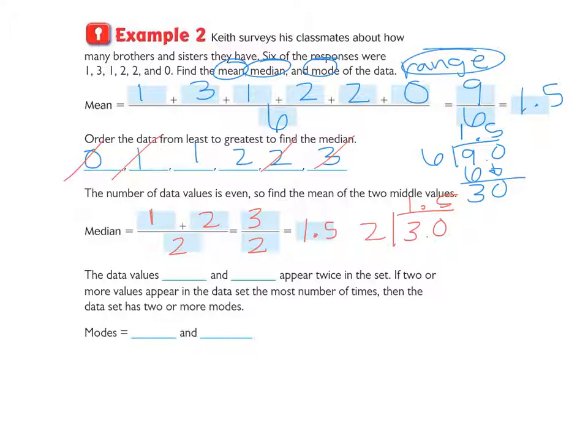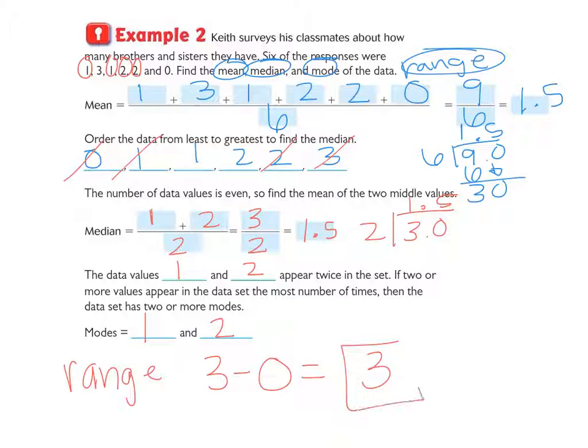The data values. So remember the mode, we're looking for what repeats the most often. We have 1 and 2 both appear twice. So our modes are both 1 and 2, because if you look back up here, 1 repeats twice and 2 repeats twice. Okay, so both of them are our mode. Our range, take our largest number of 3, subtract our smallest number 0, and our range is 3.